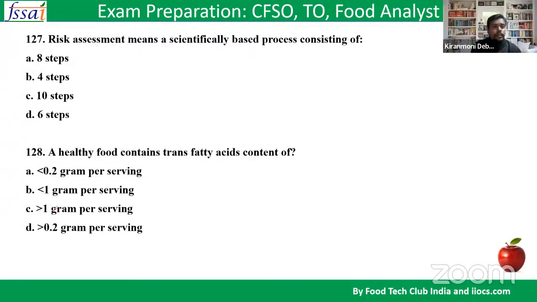Okay. Next, risk assessment means a scientifically based process consisting of 8 steps, 4 steps, 10 steps, 6 steps. How many steps are there in risk assessment? And what are the steps? So 4 steps: hazard identification, hazard characterization, exposure assessment, and risk characterization. Very good. There are 4 steps.